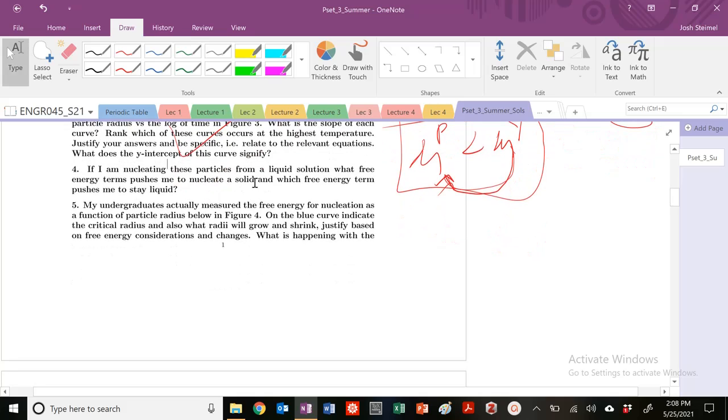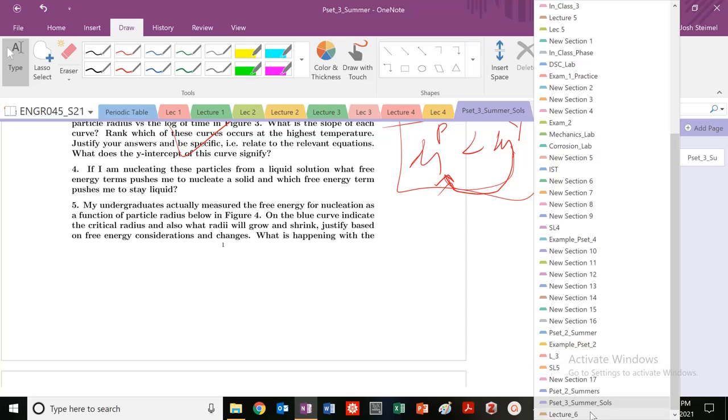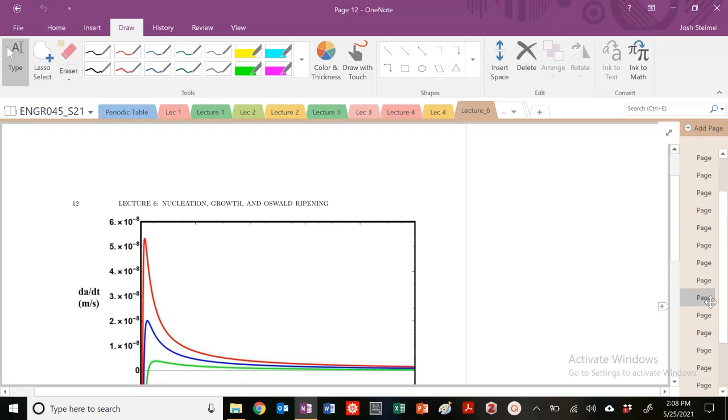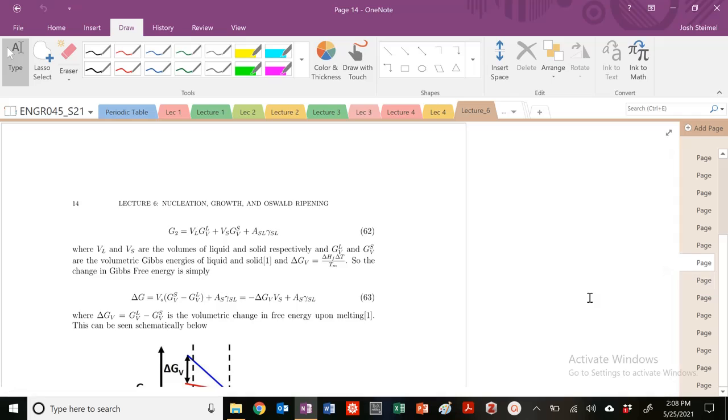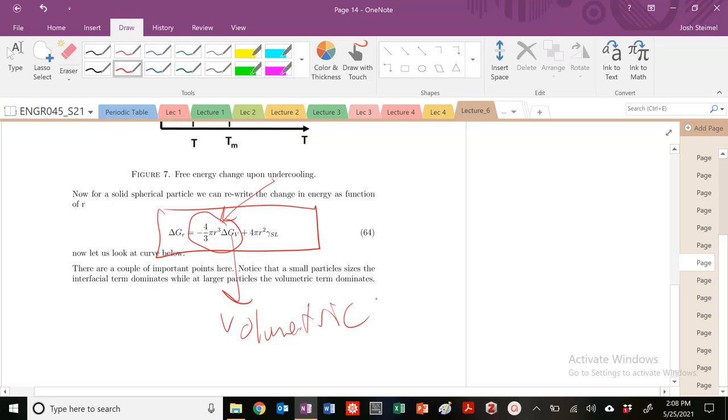If I'm nucleating these particles from liquid solution, what free energy term pushes me to nucleate a solid, and which free energy term pushes me to stay a liquid? So let's go into our notes again and look at our free energy equation for nucleation, in our nucleation growth section. This is our final free energy term for nucleating a particle. This term is negative, so to nucleate a particle, this is driving us forward. What is that? This is the volumetric term, the amount of undercooling, et cetera.